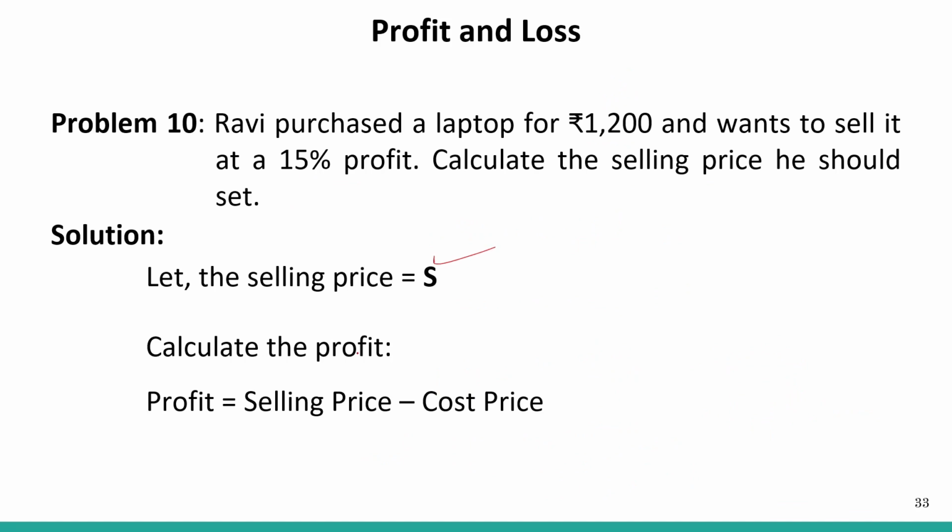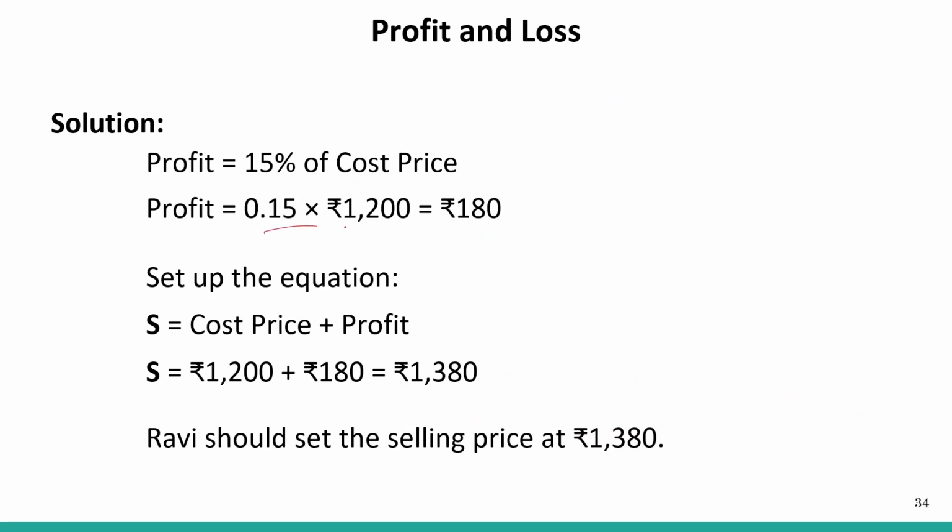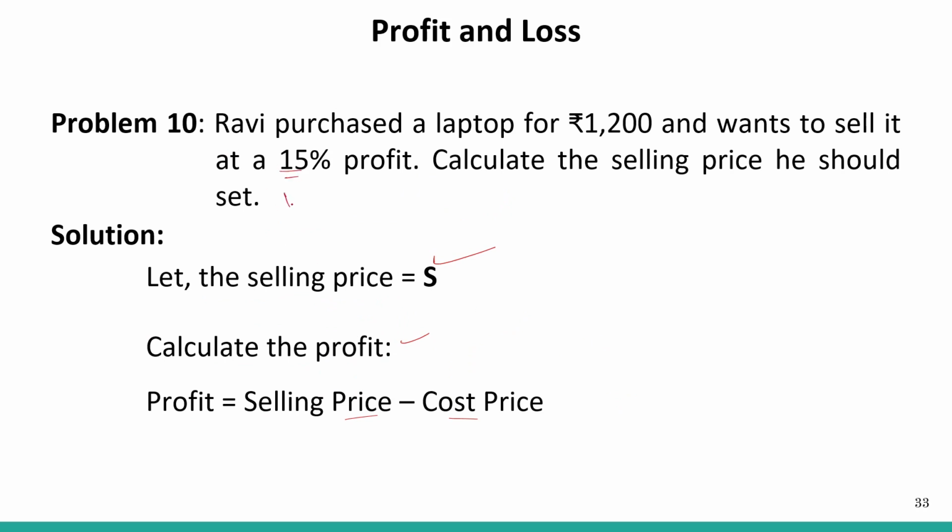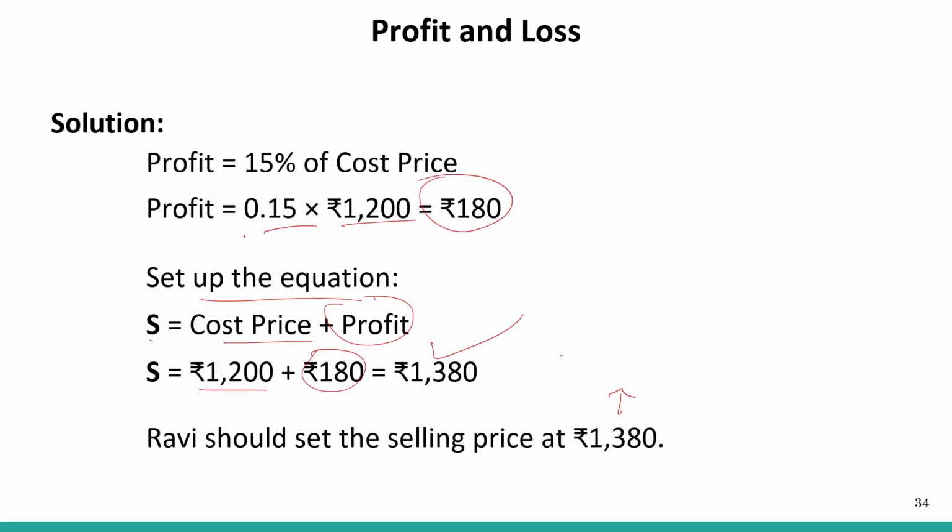So let the selling price be S. So calculating the profit, selling price minus cost price. So 0.15 into this much is equal to 180. So setting up the equation, S is equal to cost price plus profit. So 1200 plus 180 is equal to what? 1380. So 1380 will be the selling price, after which he can get 15% of profit. Okay. So in order to get this much amount of profit, he needs 1380. He needs to sell it at this much amount.